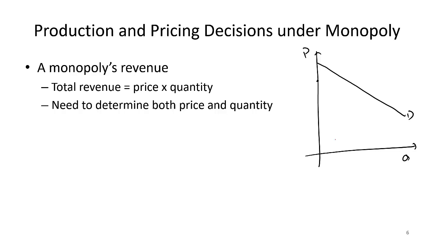Now if the price is set say at P1, that means your quantity would be Q1. Now if the monopolist reduces the price to say P2, now the quantity would be Q2. And as a result, as you reduce price and you sell more, and revenue is price times quantity, your revenue is going to vary depending on how much you sell. So under monopoly, a seller not only needs to determine price, but also needs to determine quantity.